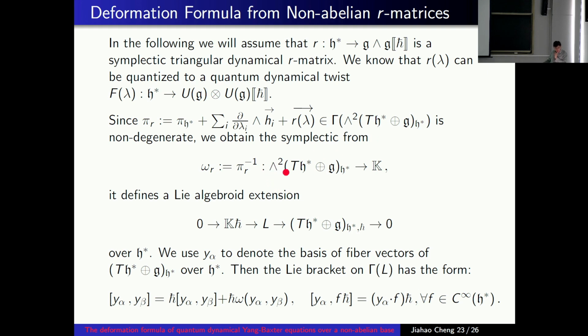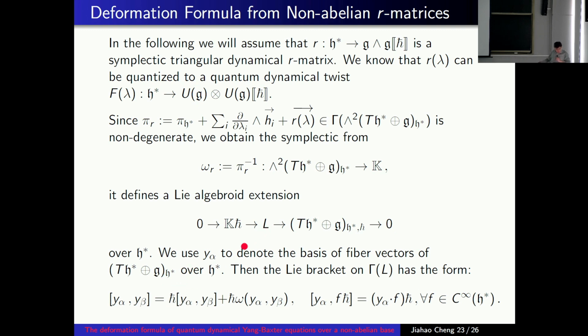This is the wedge product of two copies of this Lie algebra over h*, so this is a two-cocycle. Once you have a two-cocycle, we can actually define a Lie algebra extension in such a way. Here the center we just put as k, the base field, which can be real or complex numbers, and ħ is a parameter, so it's a basis of a one-dimensional vector space.